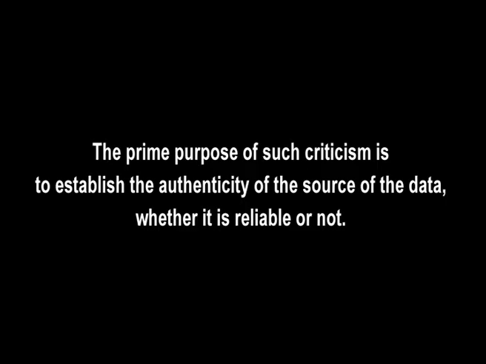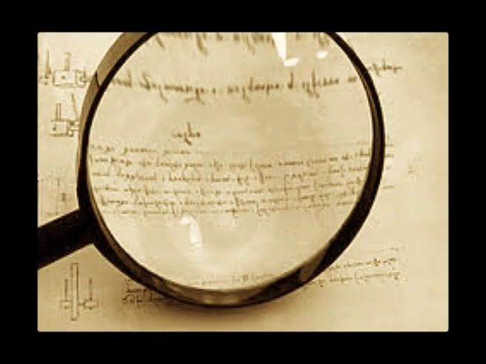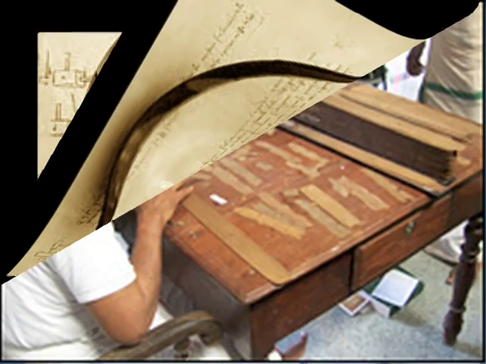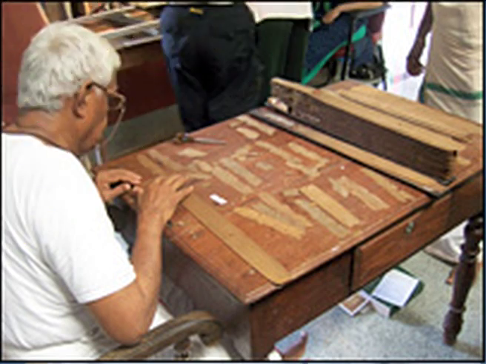The prime purpose of such criticism is to establish the authenticity of the source of the data, whether it is reliable or not. Various tests may be used to ascertain the authenticity and genuineness of data. For example, the problem of establishing the age or authorship of a document may involve many tests such as handwriting, signature, type, spelling, language, usage, knowledge available at that time, and consistency with what is known. It may involve physical and chemical tests of ink, paper, stone, wood, metal, etc.